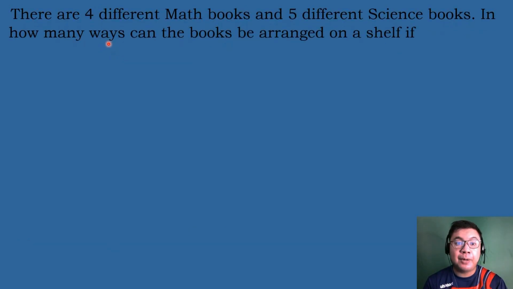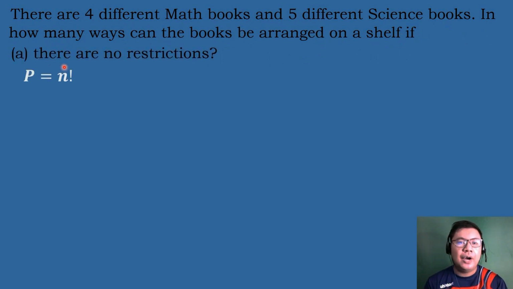For our next problem, there are 4 different math books and 5 different science books. How many ways can the books be arranged on a shelf if, letter A, there are no restrictions? If there are no restrictions, we will just use the formula of permutations of n objects taken all at a time because there are no restrictions. Meaning to say, we will arrange all the books in all possible ways.